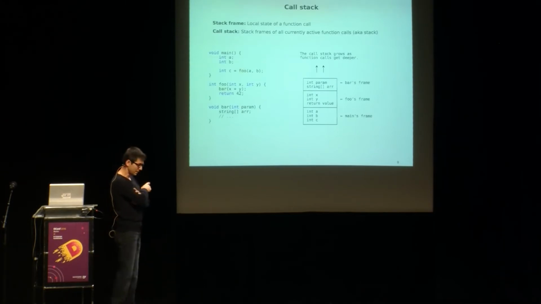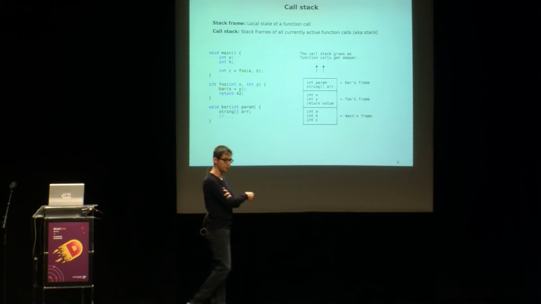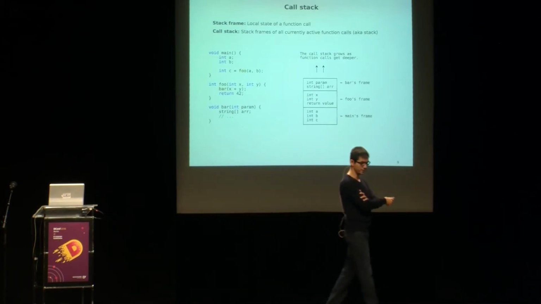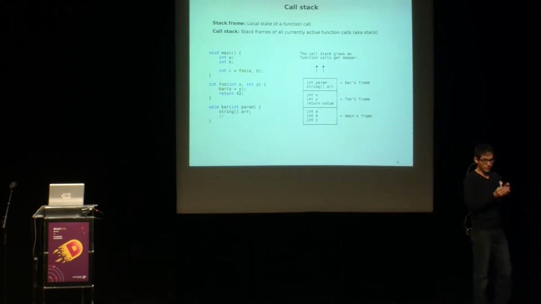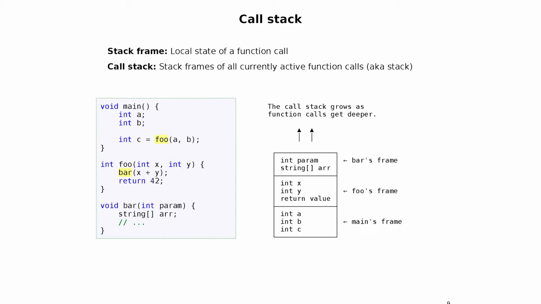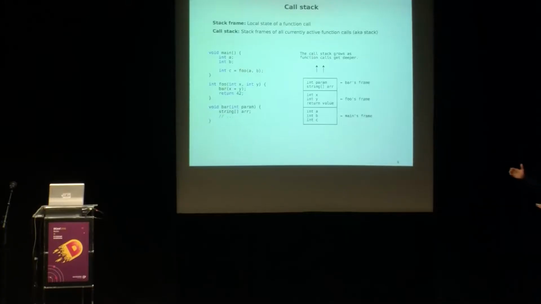So the call stack is this wonderful thing that we take for granted. We write our function, our program. It starts with main. Main makes a call to a function. That function makes another call to a function. And the program never loses where it is. It's executing, going deeper into function calls, returning from functions, coming out.